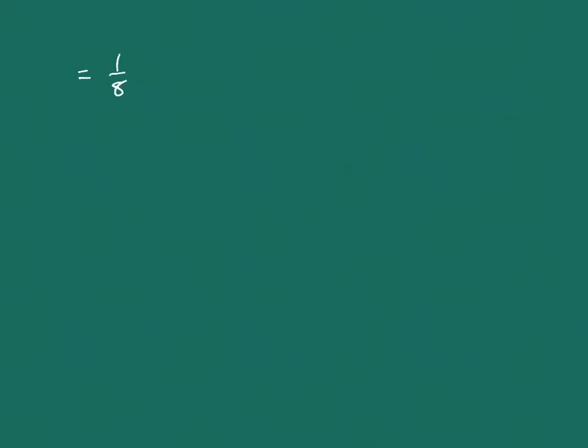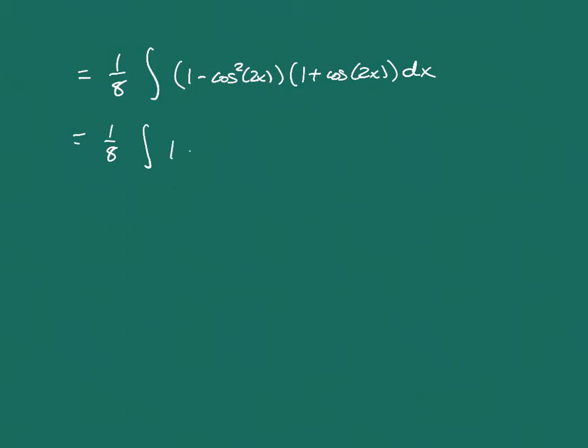So we've got our 1/8, our integral, 1 minus the cosine squared of 2x, 1 plus the cosine of 2x, and we expand those. So we're going to get a 1 plus cosine of 2x minus a cosine squared of 2x minus a cosine cubed of 2x dx. So the idea is we expand that out into powers of cosine.